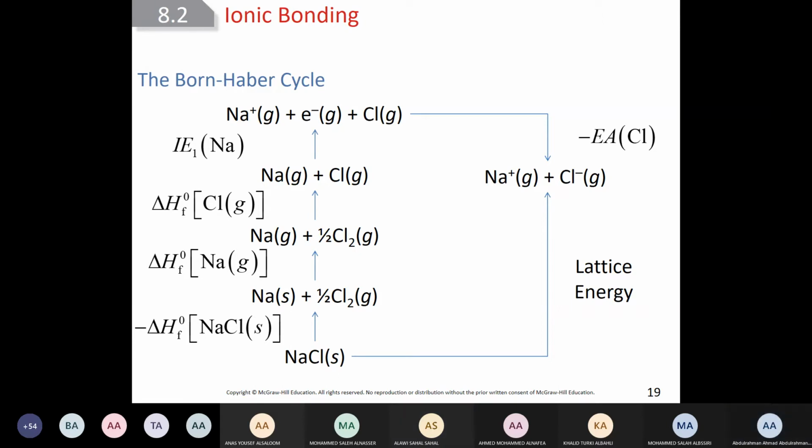Okay. Next, we're going to what's called the Born-Haber cycle. Born-Haber cycle. I want you to memorize the name, Born-Haber cycle. This is for ionic compounds, ionic bonding and ionic compounds. All right. Read the name. What's the name again?